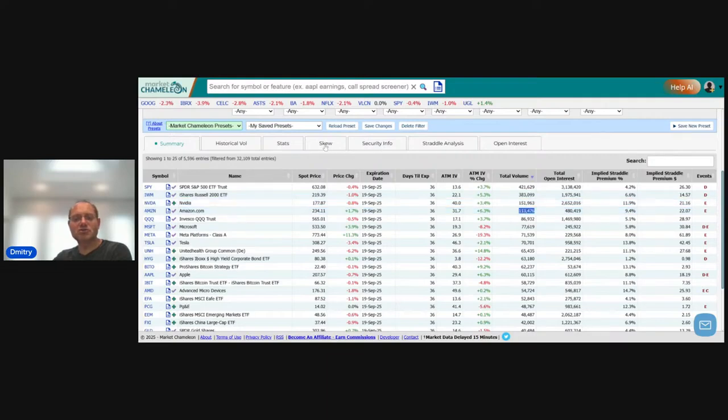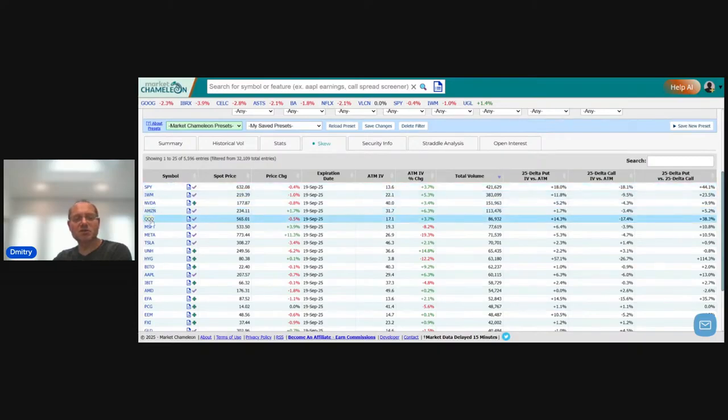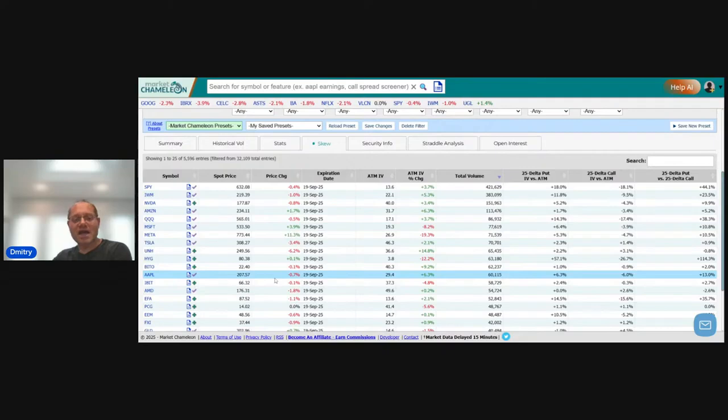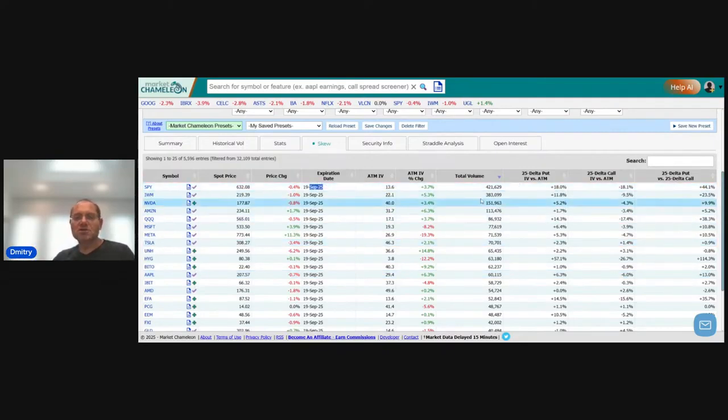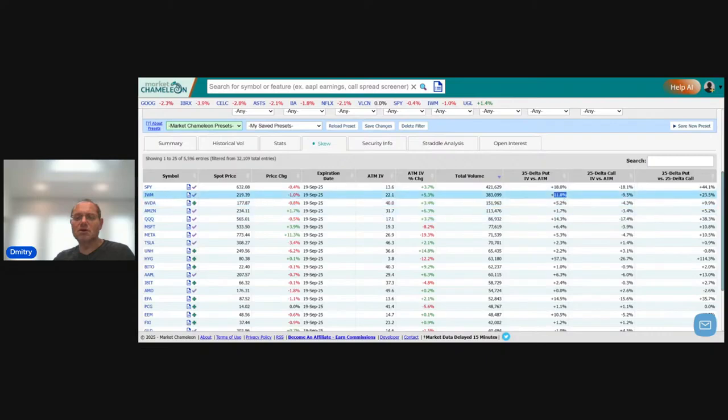And then let's come back to the skew tab. So here now we see SPY, IWM, NVIDIA, Amazon, QQQ, the most actively traded options in the September 19th expiration. And we could see how this skew compares to each other. So for example, SPY, the skew to the downside increases at a faster rate than in IWM. To the upside it decreases at a steeper percent.